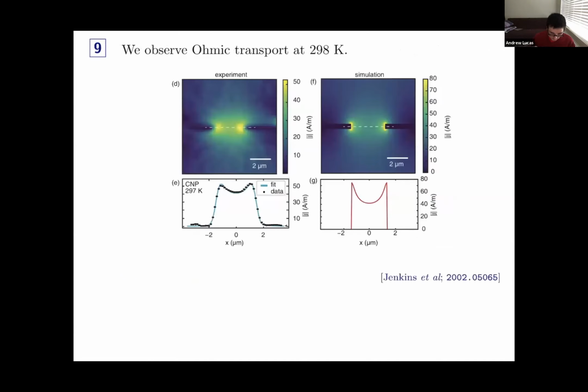Just as a warm-up, we can ask what happens at room temperature. At room temperature, we expect that electron-phonon scattering dominates, and this electron-phonon scattering happens to be momentum relaxing. It often is, and it's no different in graphene. So we expect to see very ohmic transport, and indeed that's the case. We can see our double peaked current profile, quite striking in our experimental data.